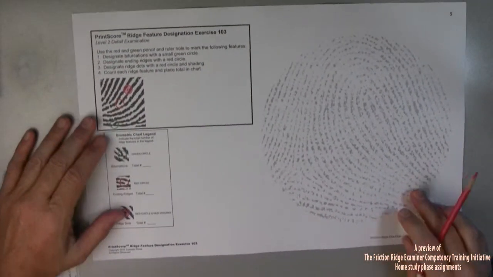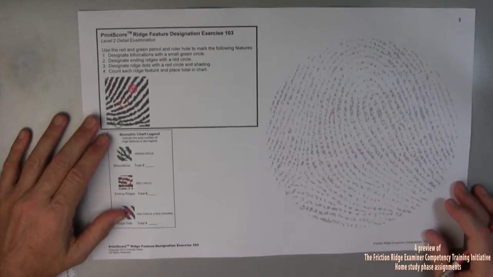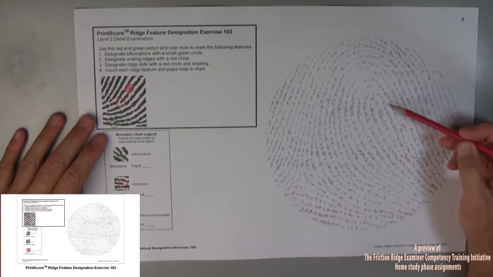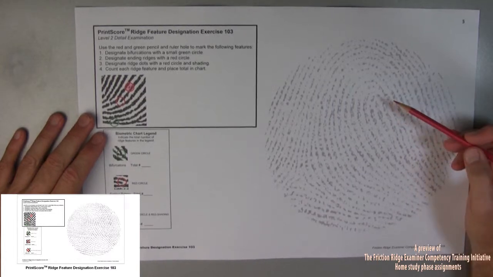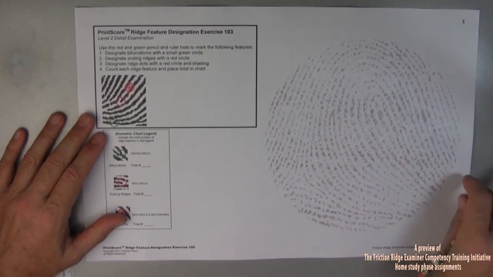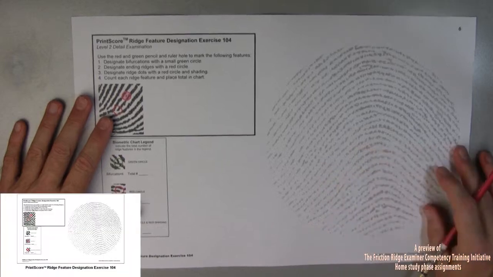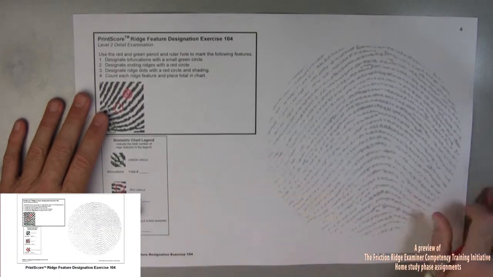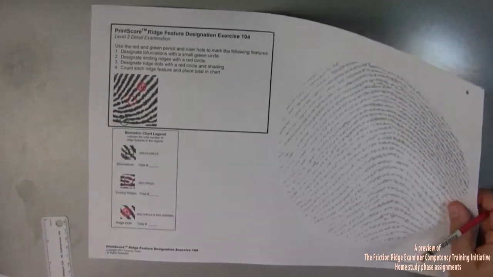Number 5 is a loop pattern. This one will become a little bit more difficult because purposely I have the ridges a little bit lighter in this one. And go ahead, mark them in the same way. The next assignment, number 6, is the plain arch. Again, same instruction for that.